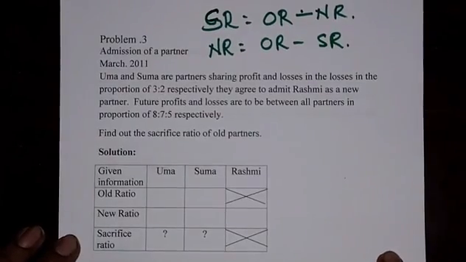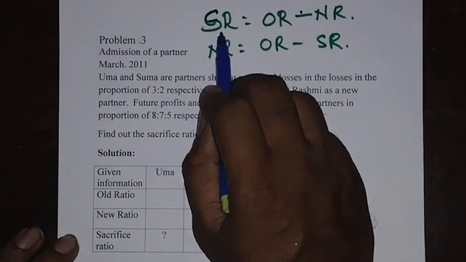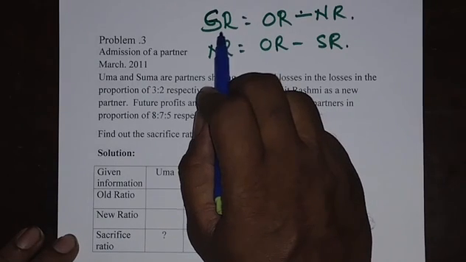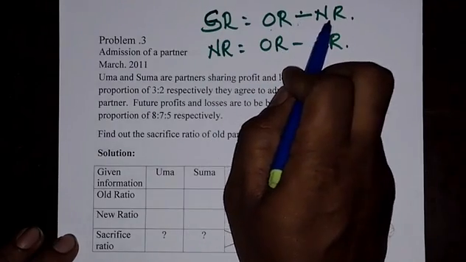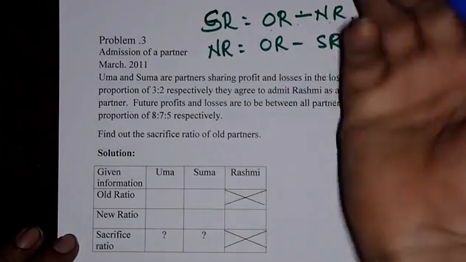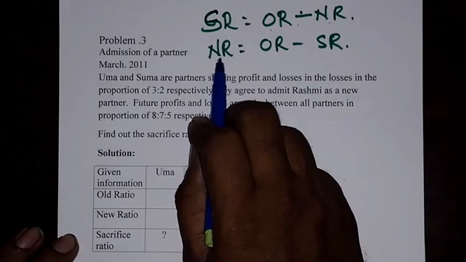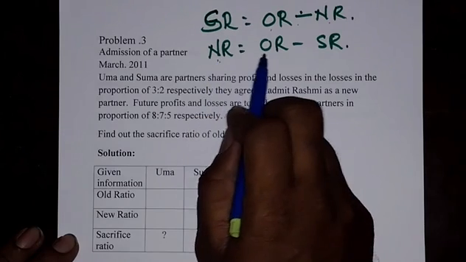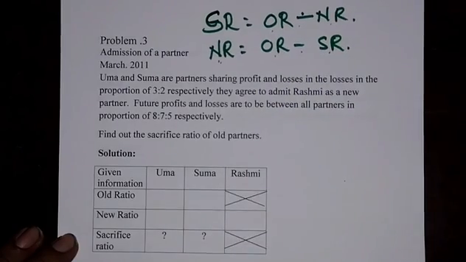This is the problems on admission of a partner. The formula is calculation of sacrifice ratio. When we want to calculate sacrifice ratio, old ratio minus new ratio. In another type, there will be a calculation of new ratio. The formula for new ratio is equals old ratio minus sacrifice ratio. Now have the trick of this formula.